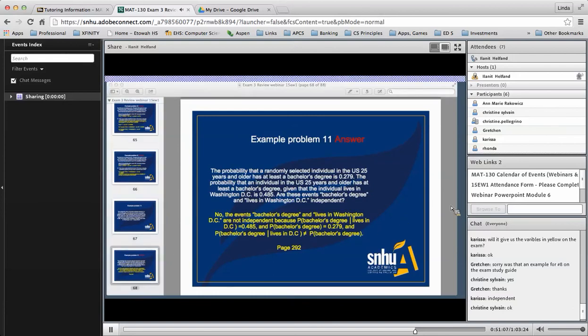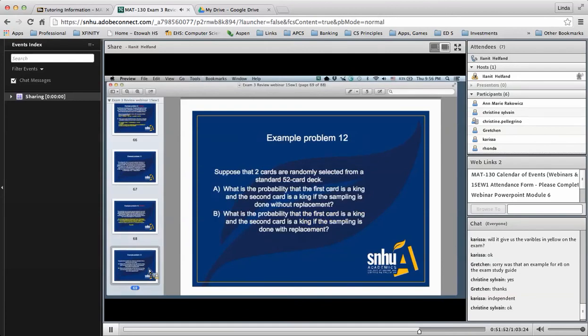Okay, so that's probably what I just said. Right, no, the events bachelor's degree and lives in Washington, D.C. are not independent because the probability of having a bachelor's degree, given the information that you live in Washington, D.C., that's what this upright line is, right? This is a given, a conditional probability. So with this new information that you live in Washington, D.C., it is 0.485. But the probability of just having a bachelor's degree without any extra information is 0.279. So they're not equal. So that's what this conditional probability, this vertical line, means: the thing after the vertical line is the extra information that I'm giving you. Okay, so given that the individual lives in Washington, D.C.